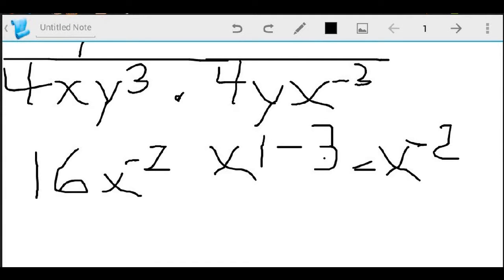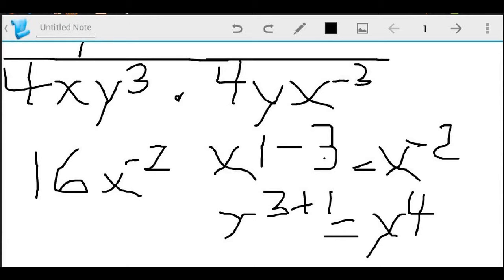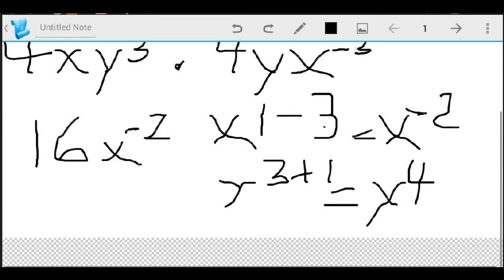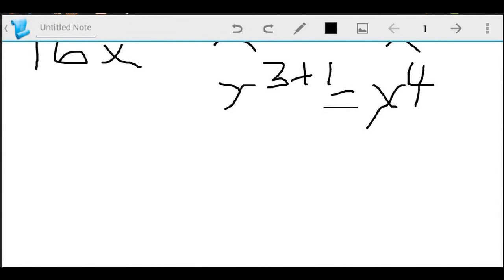And now we multiply the y's, and now we have y to the 3 times y, which becomes y to the 3 plus 1, equals y to the 4th power. So in total, the term that we have on the bottom is 16x to the negative 2 power times y to the 4th power.